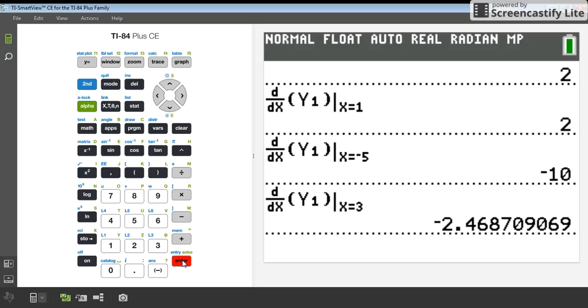So here's what I'm looking for you to do. There's a sheet of paper in the yellow folder. Try those problems out and see if you can get used to doing the derivative on your calculators. Good luck.